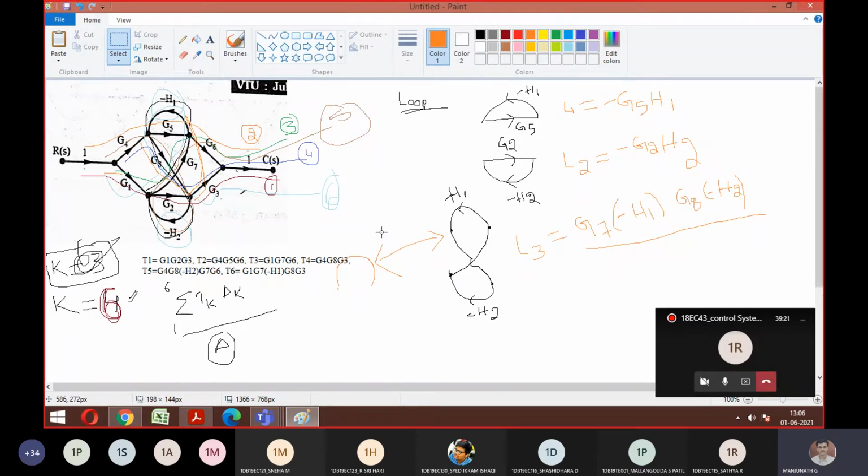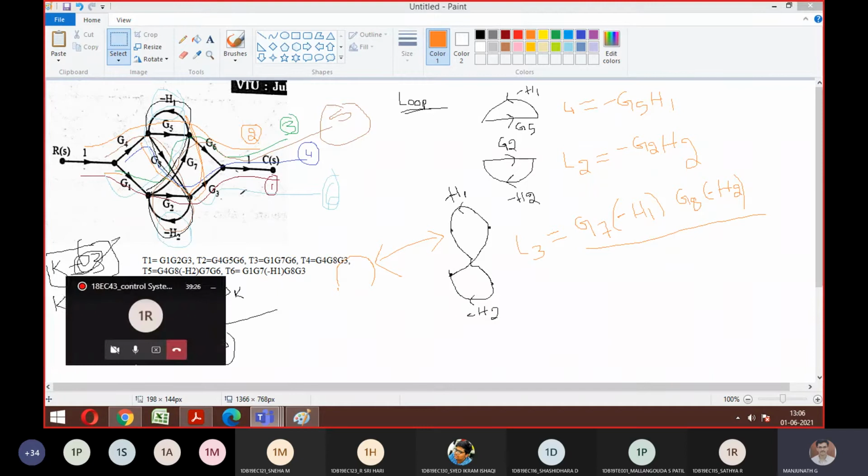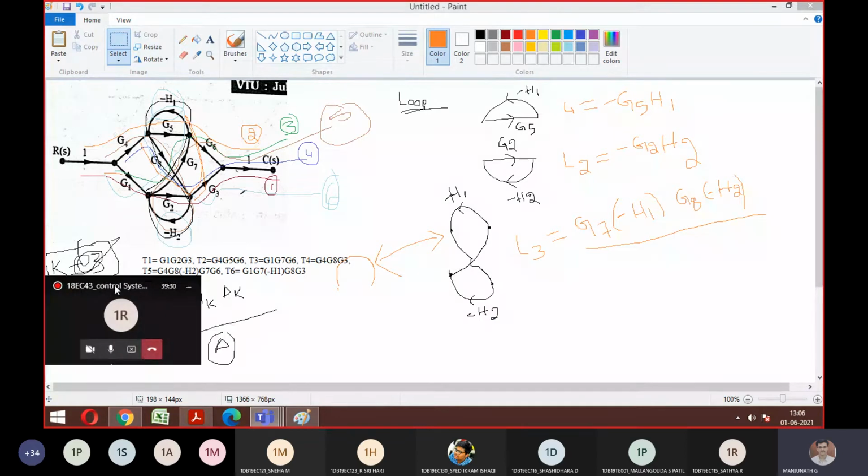So what is the next step, guys? We have found individual loops. So what is the next step? I need to find my delta. So the formula is 1 minus the summation of loops, so 1 minus (L1 plus L2 plus L3), then plus the product of 2 non-touching loops, minus the product of 3 non-touching loops. Agree? Okay, now you have 3 loops with you.